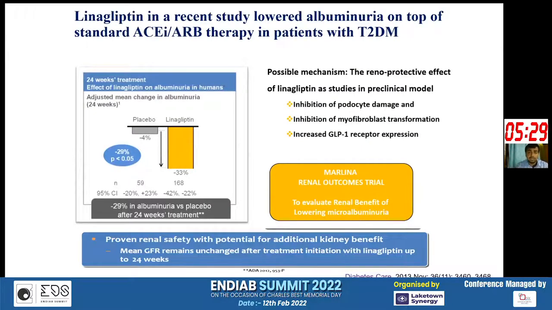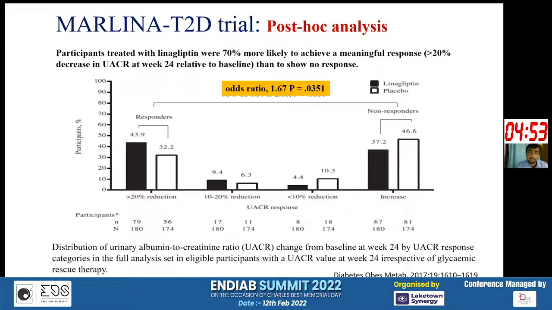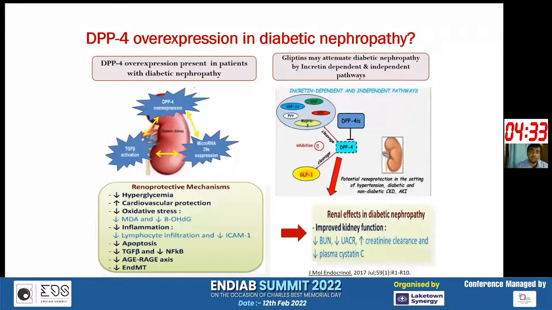And coming to the renal outcomes of linagliptin, the CARMELINA outcome trial clearly showed that linagliptin might have some renoprotective effect, because the surrogate endpoint of albuminuria progression was decreased with linagliptin therapy in the CARMELINA renal outcomes trial. However, the mean eGFR did not change. Now, the albumin lowering by linagliptin was found to be independent of improvement in glucose in this study, which is a very important point to note. In one post-hoc analysis of the CARMELINA trial, they showed that participants treated with linagliptin were 70% more likely to achieve a meaningful response, more than 20% decrease in urine ACR at week 24 relative to baseline, than to show no response. So clearly there was a renoprotective effect.